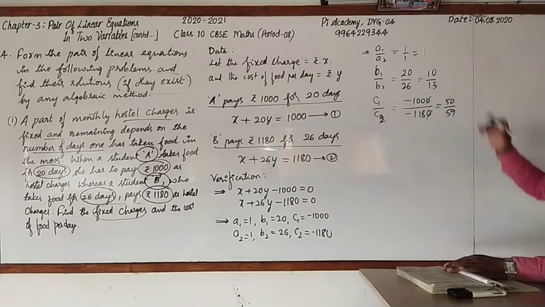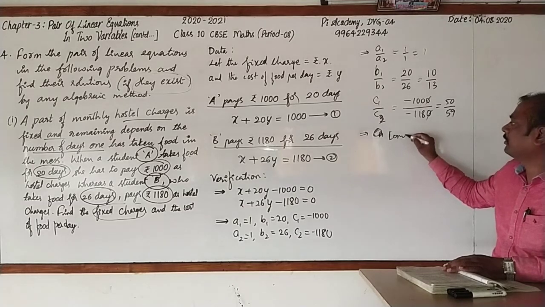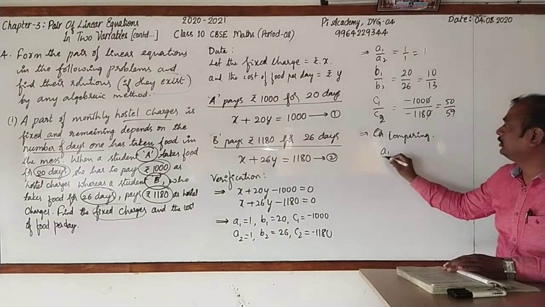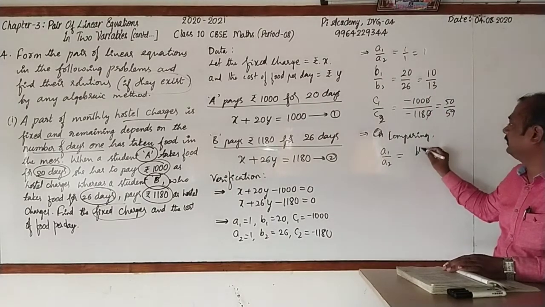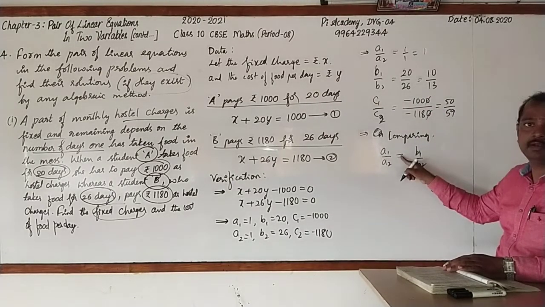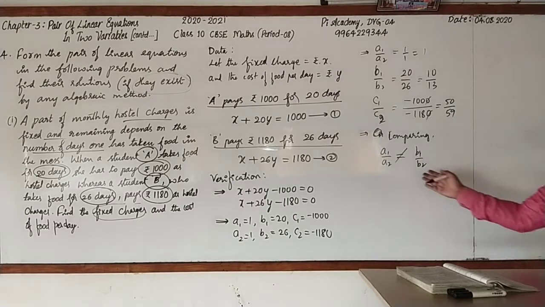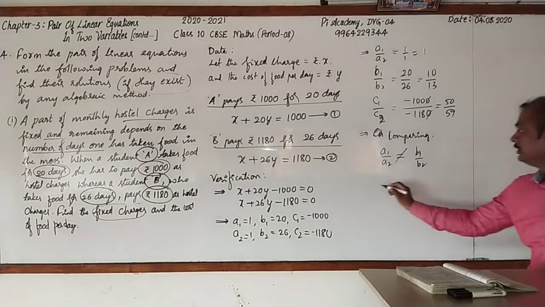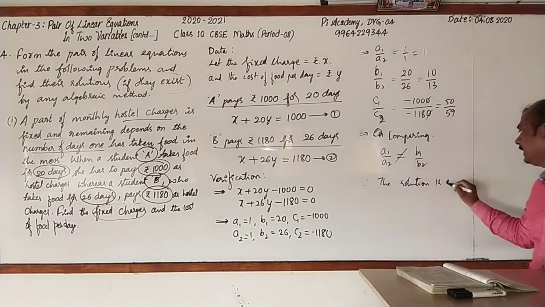Then go for comparing all the three ratios. On comparing all the three ratios, what is it saying? A1 by A2 is 1 and B1 by B2 is 10 by 13. Are they equal? No, they are unequal. Now you tell whether the solution exists or not. Certainly, because the given system of equations has a unique solution. Therefore, the solution exists.